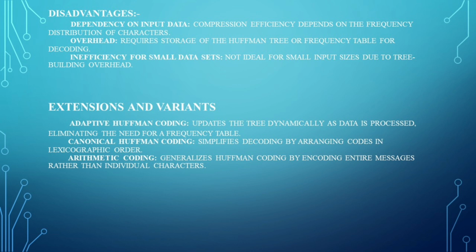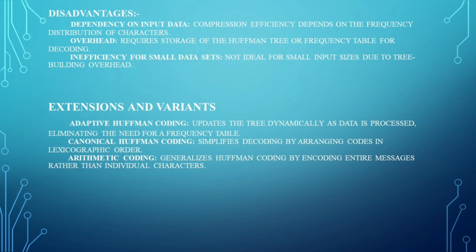Disadvantages. Dependency on input data. Compression efficiency depends on the frequency distribution of characters. Overhead. Requires storage of the Huffman tree or frequency table for decoding. Inefficiency for small data sets, not ideal for small input sizes due to tree building overhead.